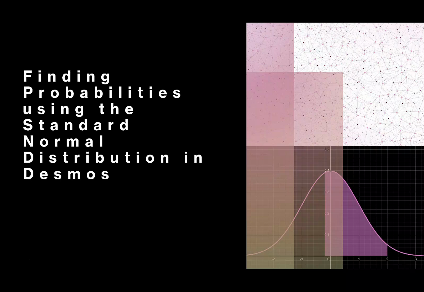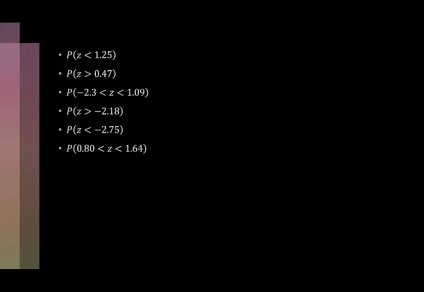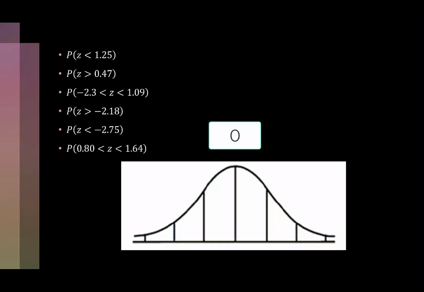Everybody, today we're going to find probabilities using the standard normal distribution in Desmos. When we get to Desmos, we'll look at a lot of probabilities. Because we're looking at a standard normal distribution, we use z-scores, and the z-scores just represent how many standard deviations we are from the mean. Because the mean is 0 and the standard deviation is 1, it's really easy to use the standard normal distribution.